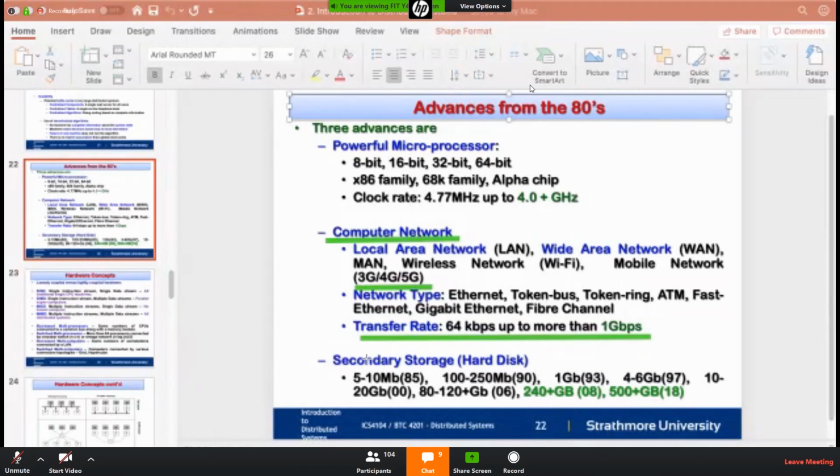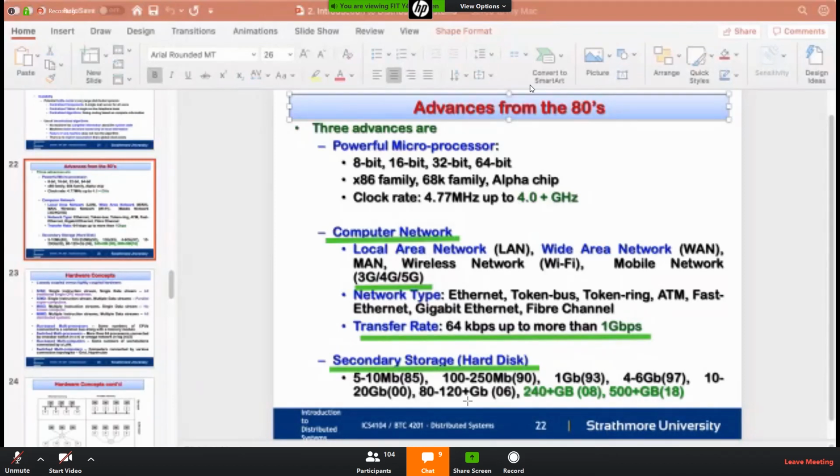And then, of course, secondary storage. Okay, so in 85, secondary storage, 10 MB, 90, we had 250, 93, 1 gigabit. Okay, so I'm talking about even things like laptops. 4GB, 97, 2000, about 20 GB, 06, maybe 8 at 120, 08, 240 plus, 18, 500 plus. I'm sure you know of some.